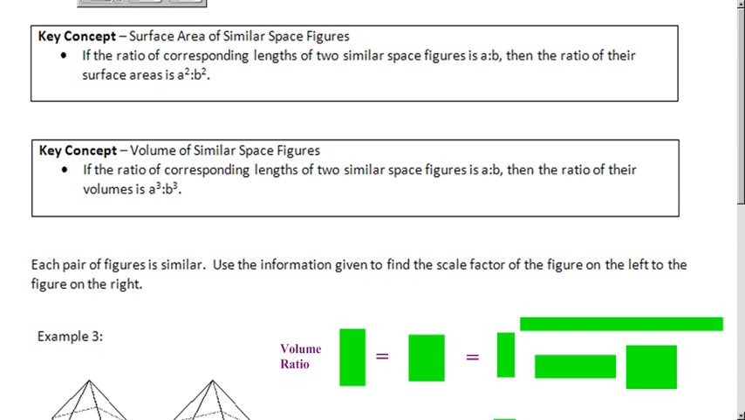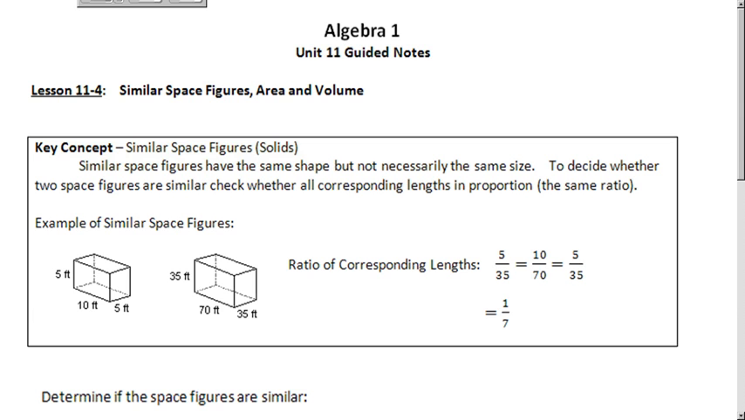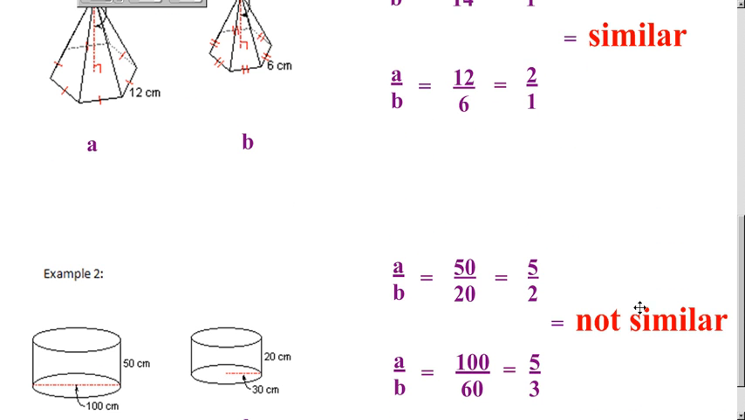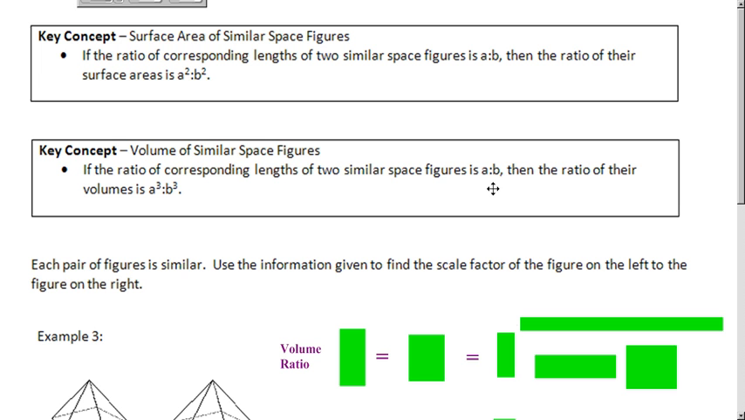The next concept that we'll tie in is the surface area and the volume scale factors. Previously, back here, when we determined similar and not similar, these are the scale factors we found: 2/1, 2/1, 5/2, 5/3. Those are all scale factors. Now we're going to see how scale factors change regarding surface area and volume.